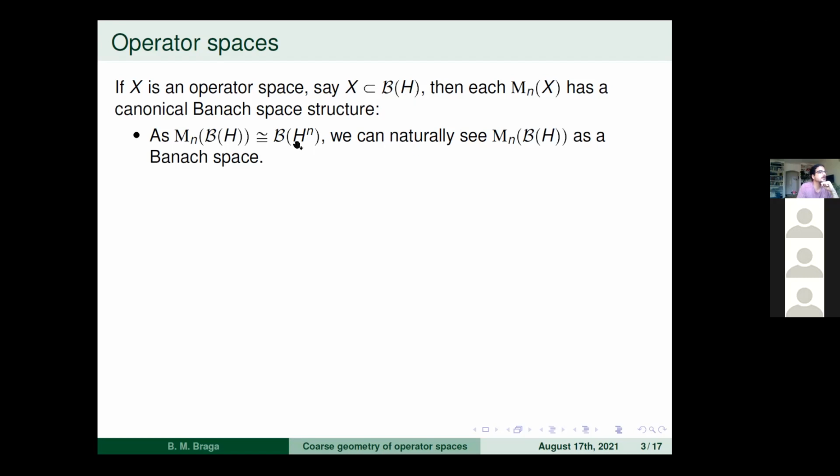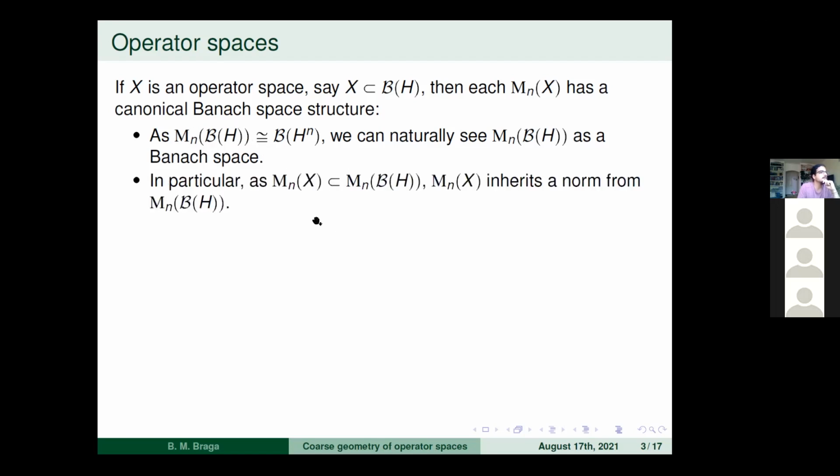You can take the L2 sum of n copies of H. This is what H_n is. And then you still have a Hilbert space, so you can look at the bounded operators on this Hilbert space. So here you have the operator norm in this Banach space. Okay, since those two things, taking M_n(B(H)) or B(H^n), are algebraically isomorphic, you can transfer the norm that I have in B(H_n) to M_n(B(H)). So this comes endowed with this natural norm.